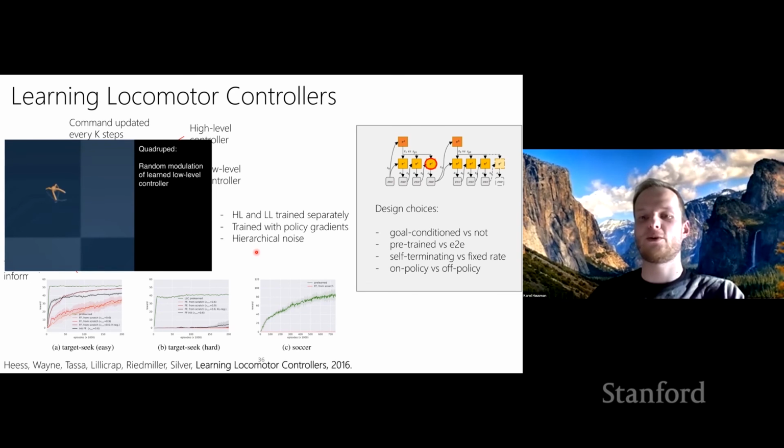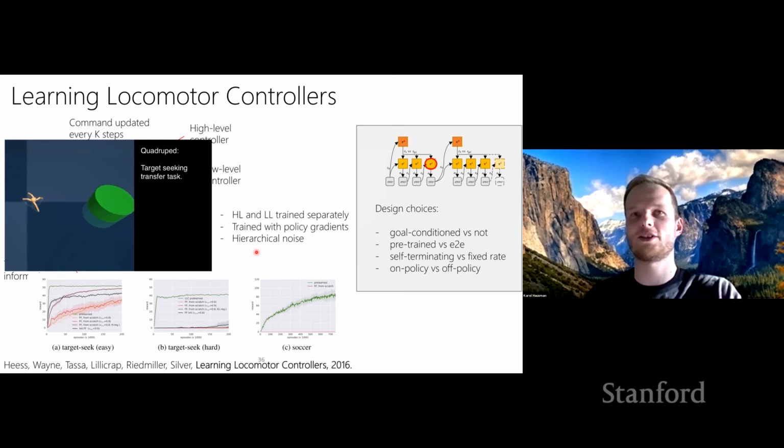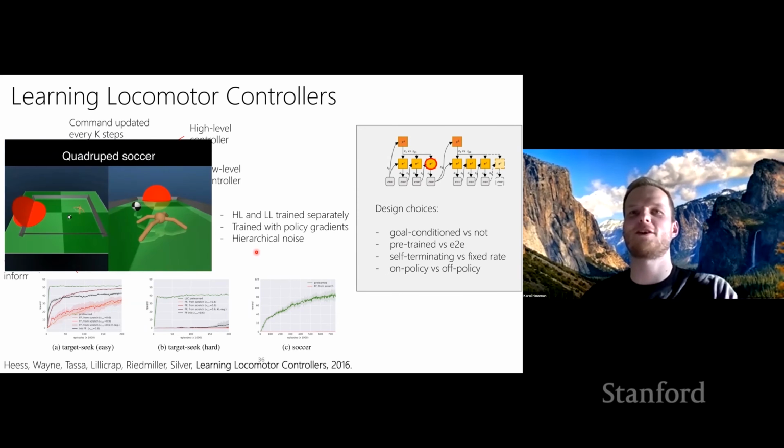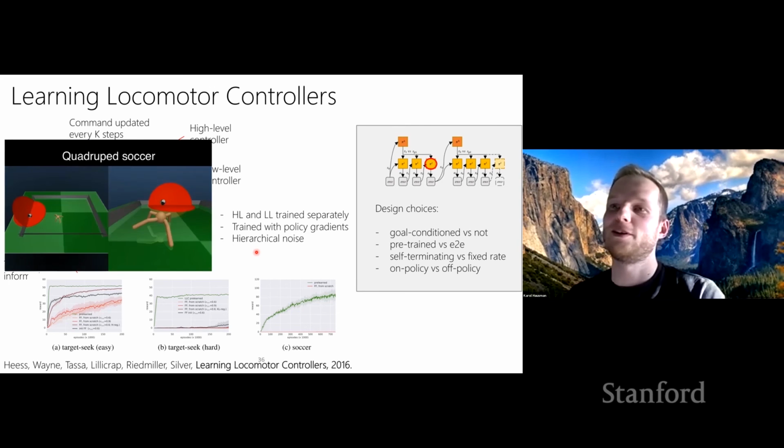All right, so now the question to you about the design choices that were made for this algorithm. Is the low-level policy goal condition or not? Please just say 1 or 2. So 1 would mean it's goal condition, 2 would mean it's not. You can just write in the chat.